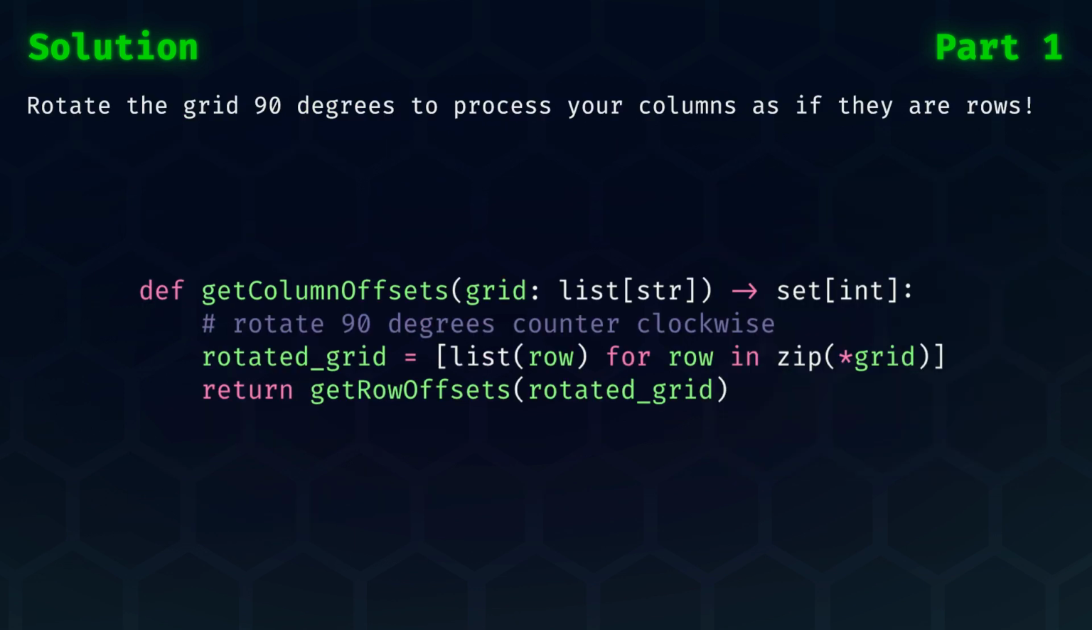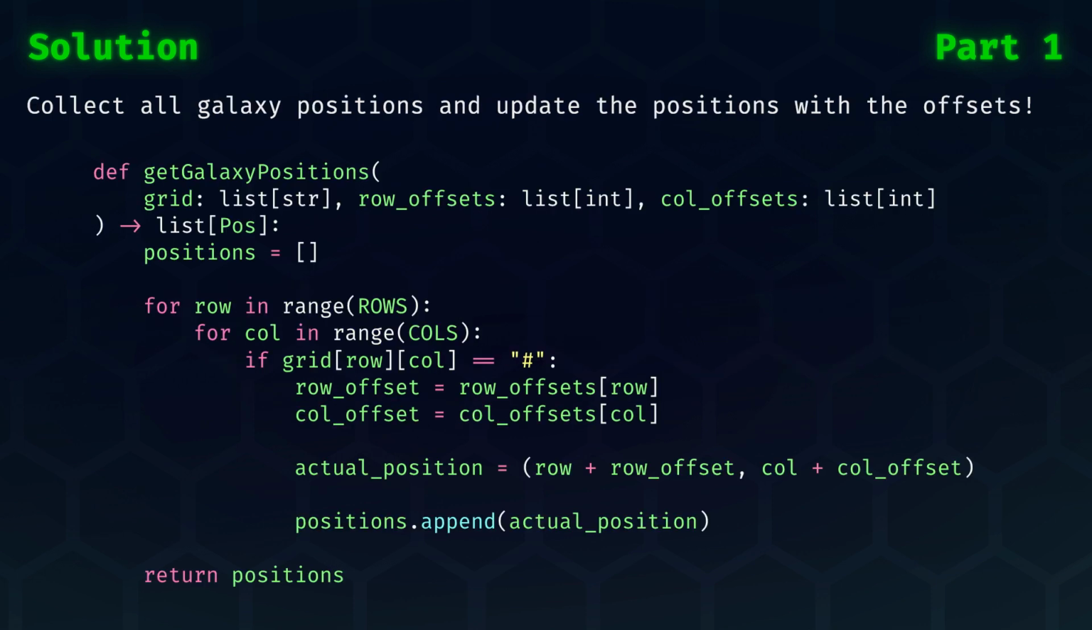Getting the offsets for the columns is trivial if we manage to rotate our grid 90 degrees counterclockwise. Here's a short way to do this in Python. Once the grid is rotated, then the columns have become the rows, so we just apply the previous function. At this point, the universe is expanded, so we just have to collect all galaxy positions. Here we loop over the grid as per usual, and then we take the row and column offsets from the lists which we computed before. The actual position, then, is the current position plus the offsets, which we append to our positions list.